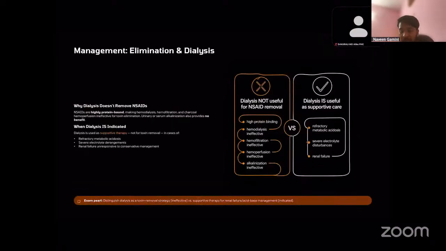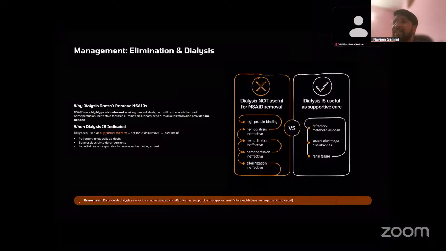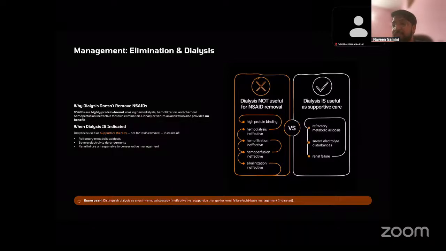Next, an important question here in NSAID toxicity is dialysis. Is dialysis useful or not? Dialysis is not useful for NSAID removal because NSAIDs are highly protein bound and hemodialysis is ineffective. Hemofiltration is also ineffective, hemoperfusion is ineffective, and even alkalinization of urine is ineffective in NSAIDs. But definitely, dialysis is indicated in conditions where there is refractory metabolic acidosis, severe electrolyte disturbances, or acute renal failure. So dialysis is not useful for NSAID removal. Dialysis is useful only for supportive care.